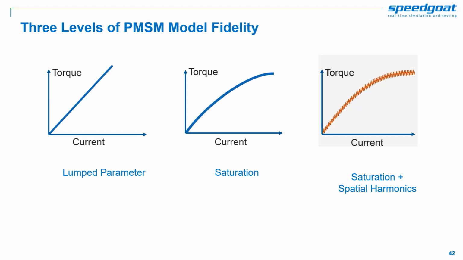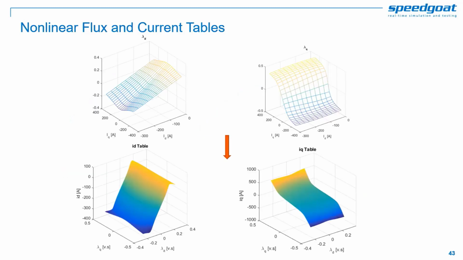These curves basically show you how these 3 levels of model fidelity differ from each other. So we've got the lumped parameter model, the saturation model, and the saturation plus spatial harmonics model. From either dyno testing or FEA, we should be able to obtain the flux, or what we call the flux table. In order to feed the flux table to the saturation model, we must invert that to a current table. As you can see, the lower 2 tables are the current Id and Iq tables.